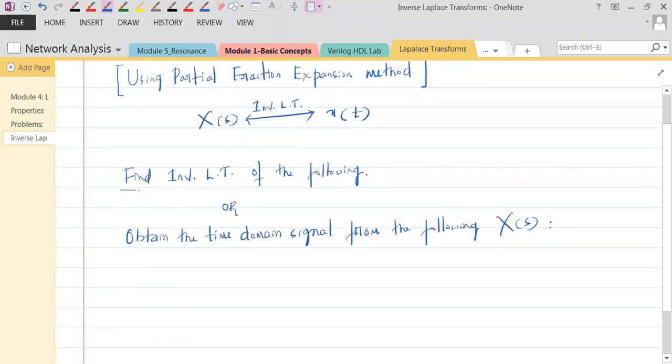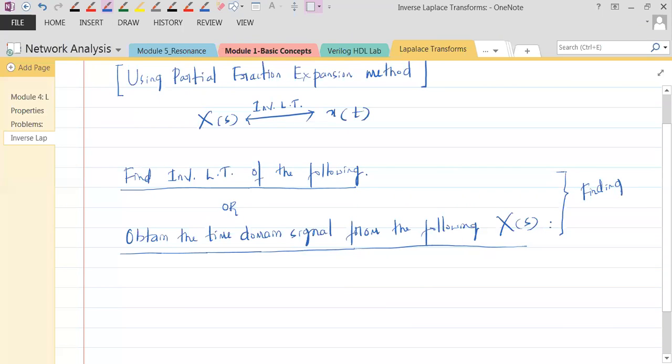Understand that? They can ask us directly to obtain the inverse Laplace transform of the following, or they may ask us to find the time domain signal given the Laplace domain signal x of s. In both cases, what is it? It's finding x of t given x of s.